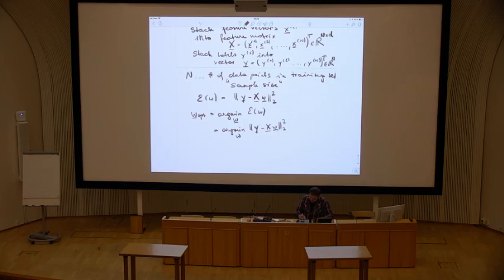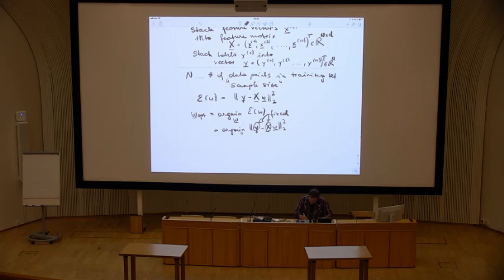Can we solve this? This y and x is fixed, is given. Once we have the training data set, we evaluate the features, stack them into the matrix X, we get the labels, stack them into the vector Y. So Y and X are given, and we tune this quantity with respect to W, the weight vector.